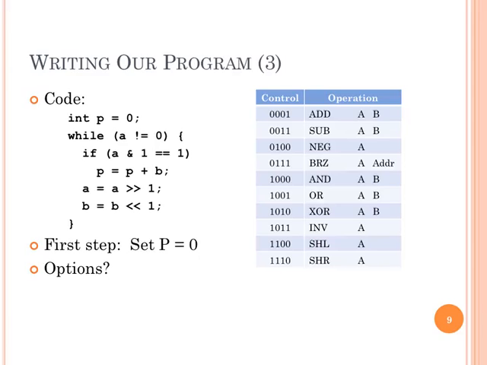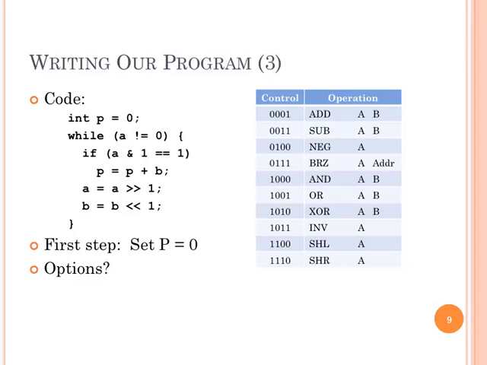What options do we have for setting P to 0? Yeah, we could subtract P from itself. That means whatever value was in P before, we subtract that from it, and now it's 0. What's another way we could do it? Yeah, XOR. That's a good one as well. Again, why would you choose one or the other?